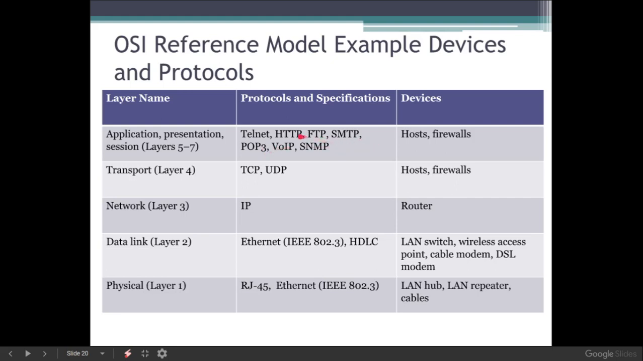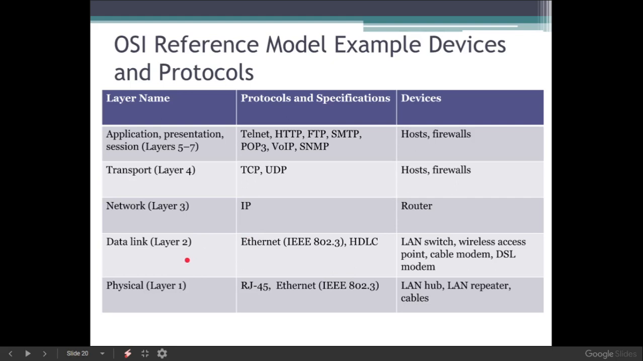So what devices would function at this layer? Hosts, as in individual computers, and firewalls. At the transport layer, which is layer 4 of the OSI model, we have TCP and UDP. Hosts and firewalls operate at this layer as well. At the network layer, which is IP, we have routers. So routers function at the network layer.